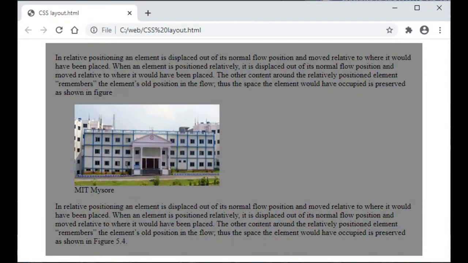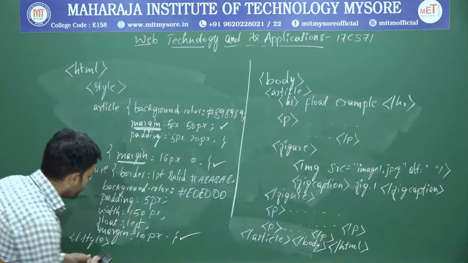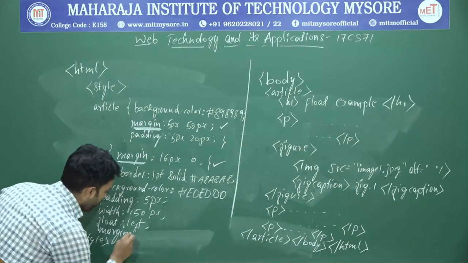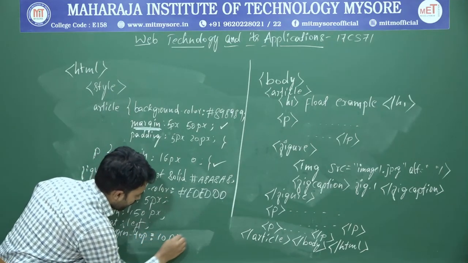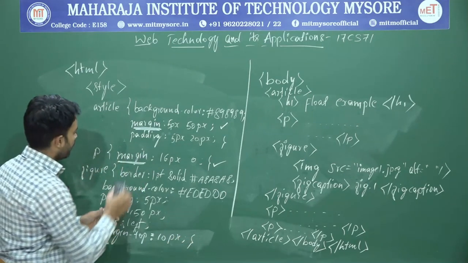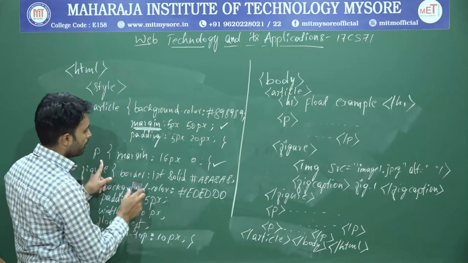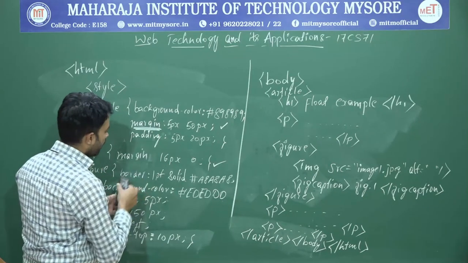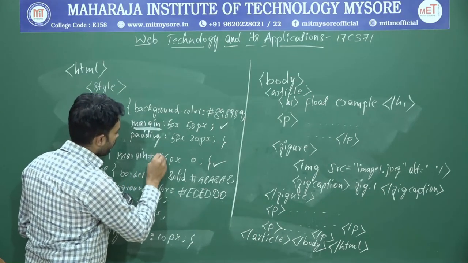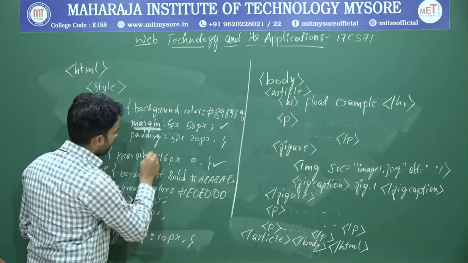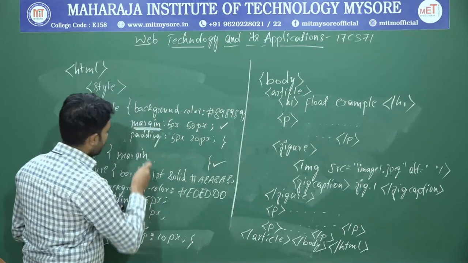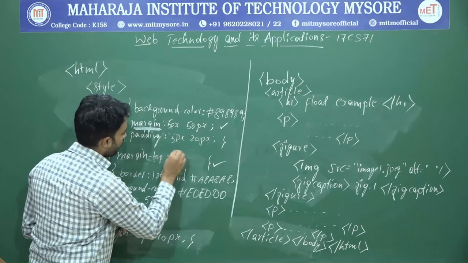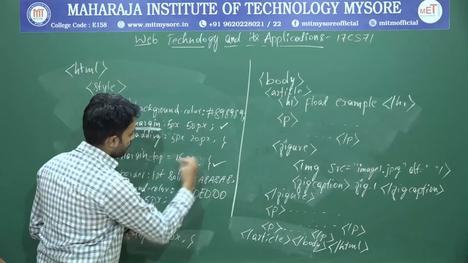Now I'll change this margin to margin top colon 10 pixel here also. Okay. So for the p paragraph, again margin top colon 16 pixel. Or else I will write it once again: margin top equals 16 px.